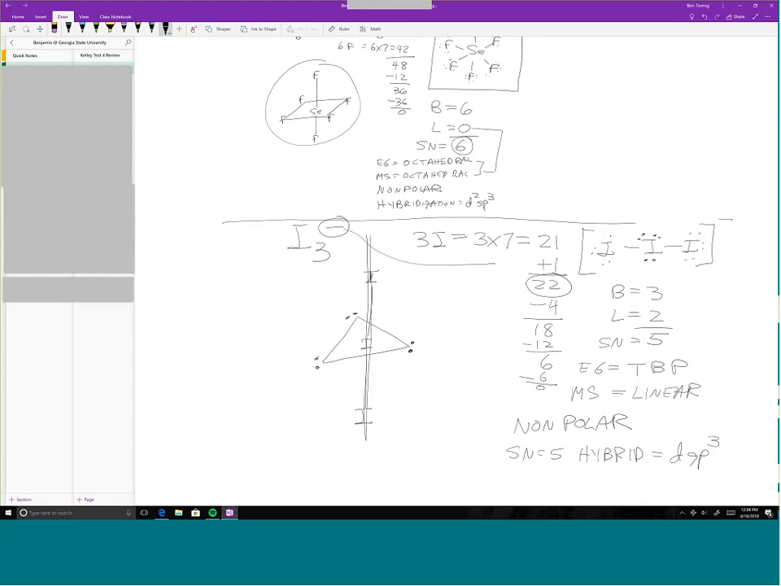Okay, so let me hold there for a second, give you a chance to absorb that. And I think in a moment, we'll work the last example, and then we'll be done. Okay, last example is BF3.